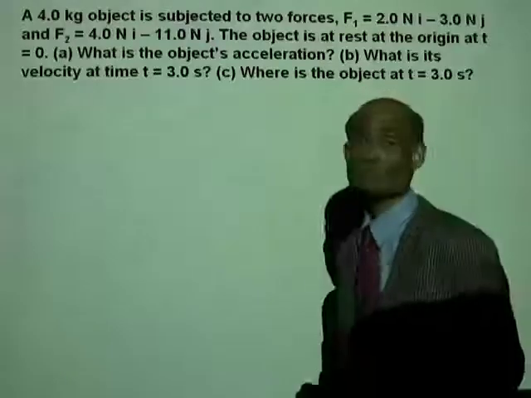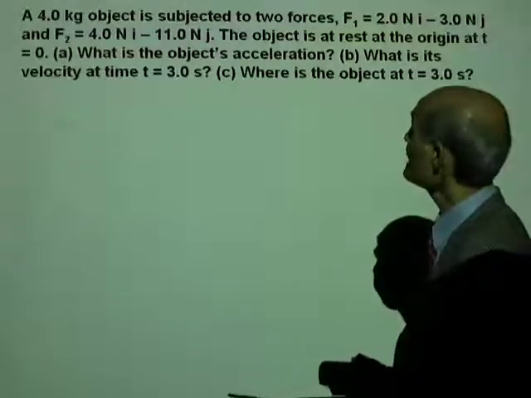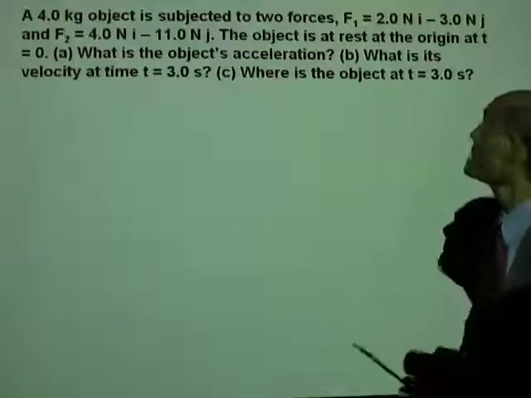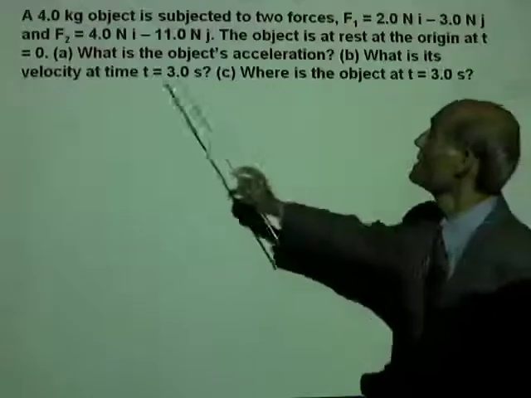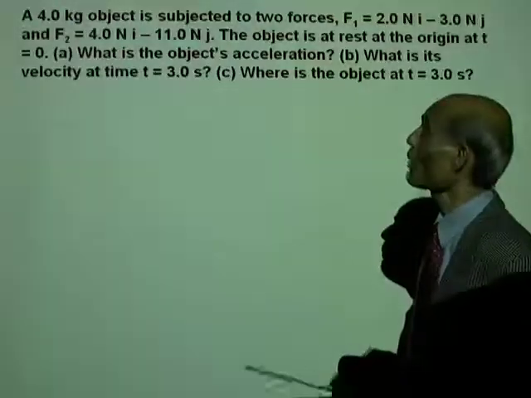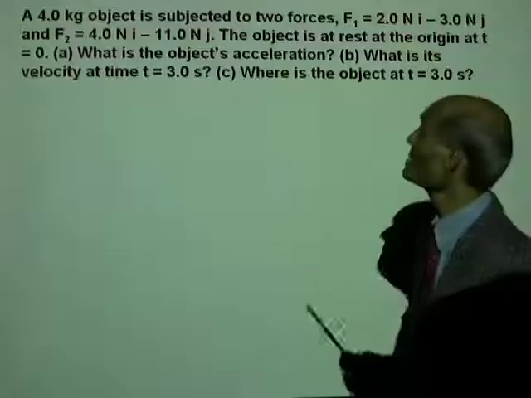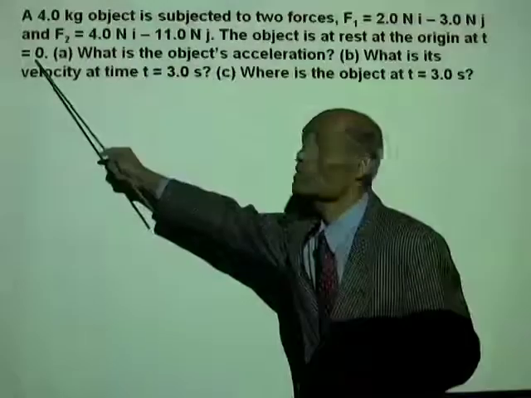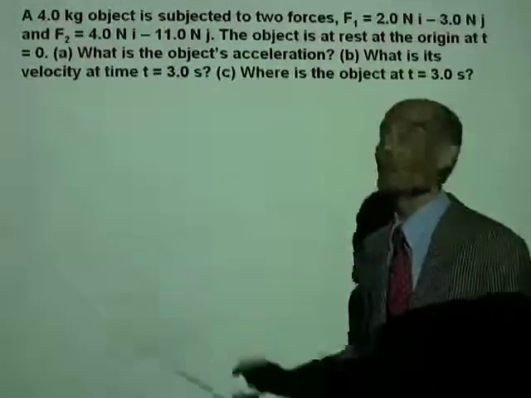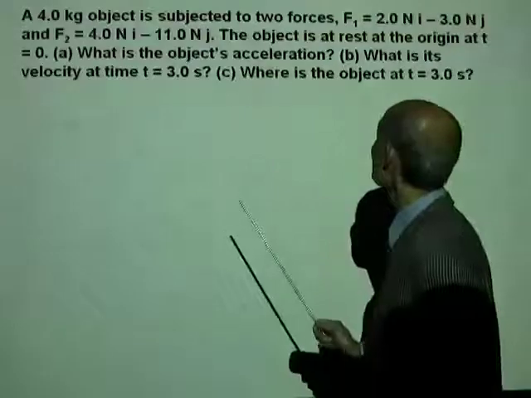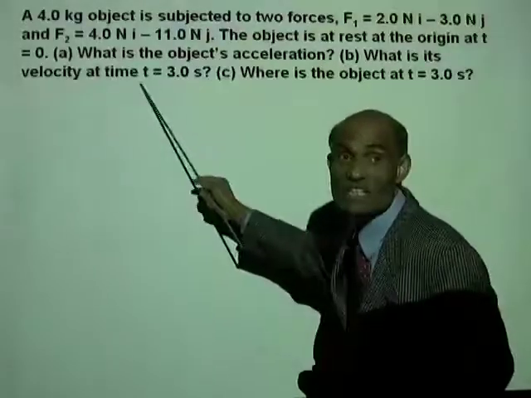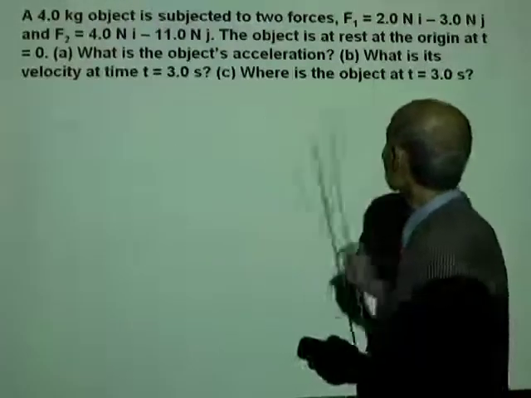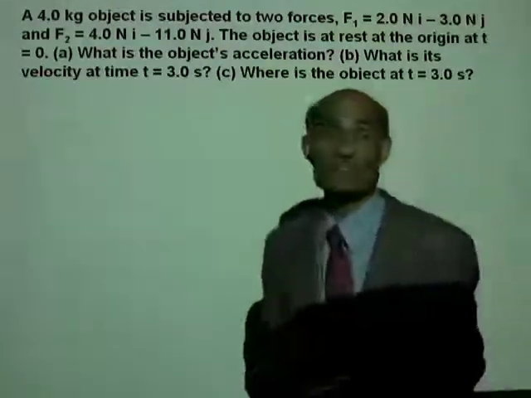Let's do another one. A 4 kilogram object is subjected to two forces, F1 equal to 2 Newton I minus 3 Newton J, and F2 equal to 4 Newton I minus 11 Newton J. The object is at rest at the origin at t equal to 0. What is the object's acceleration? What is its velocity at time t equal to 3 seconds? Where is the object at t equal to 3 seconds?